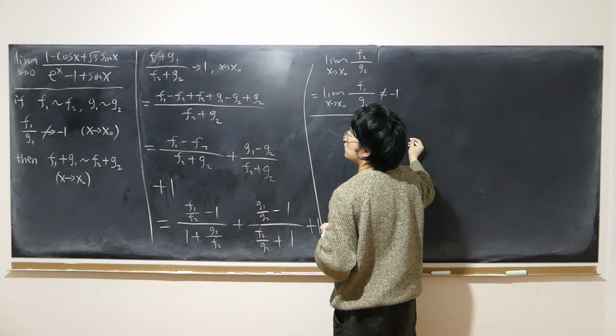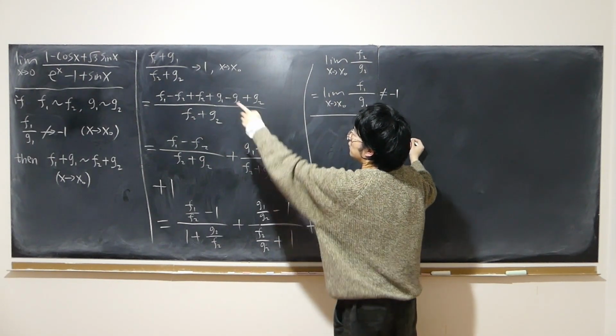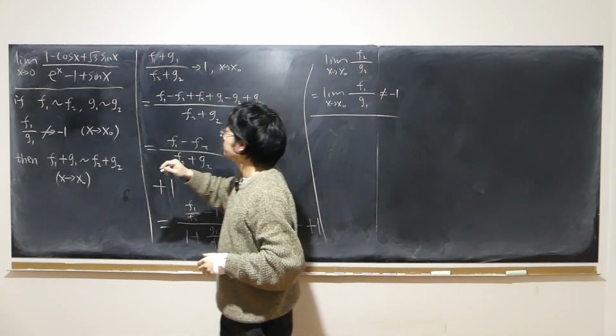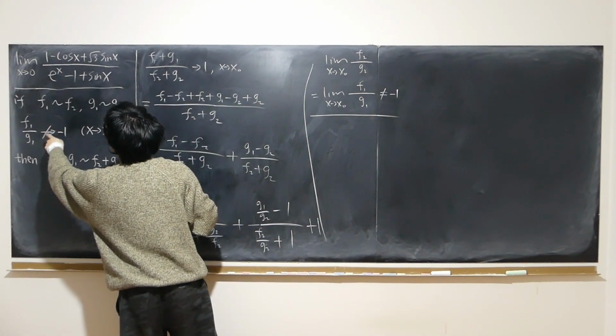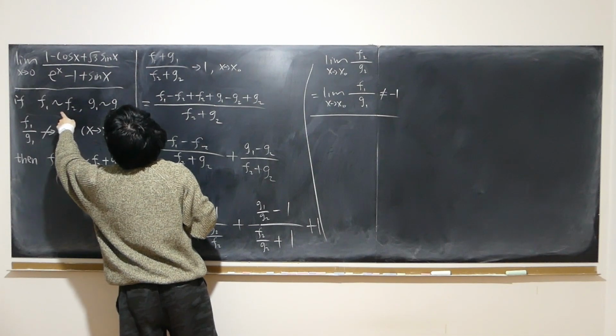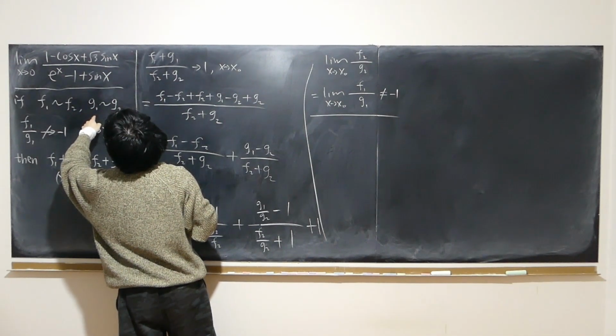So now I can just simply work out this limit. Let me just verify. So what is f1? What is f2? What is g1? What is g2?